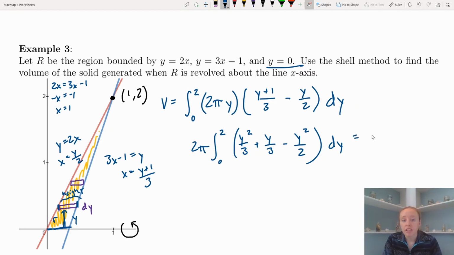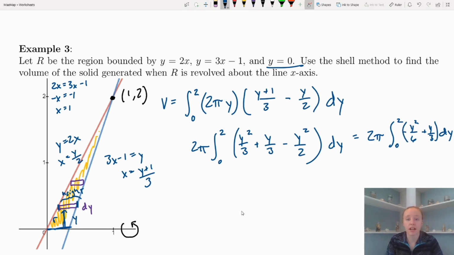Now quickly, I'm going to simplify this down just a little bit more because I can combine my y squared terms. Y squared over 3 minus y squared over 2, that common denominator is 6. So that's going to be 2y squared over 6 minus 3y squared over 6, which becomes a negative y squared over 6. And I'm adding that to y over 3, and this is with respect to y.